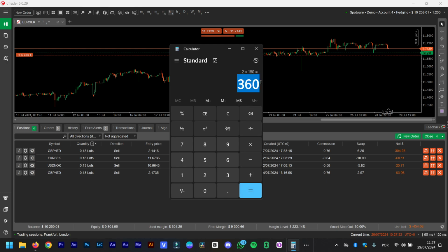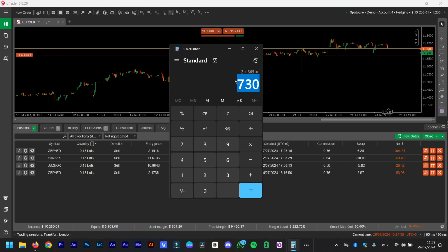That's $360 in half a year, because that's 180 days. For example, say you're paying $2 every day for a year. That is $730 for a year. That means it's almost 10% of your account gone, completely gone, just by paying swap.